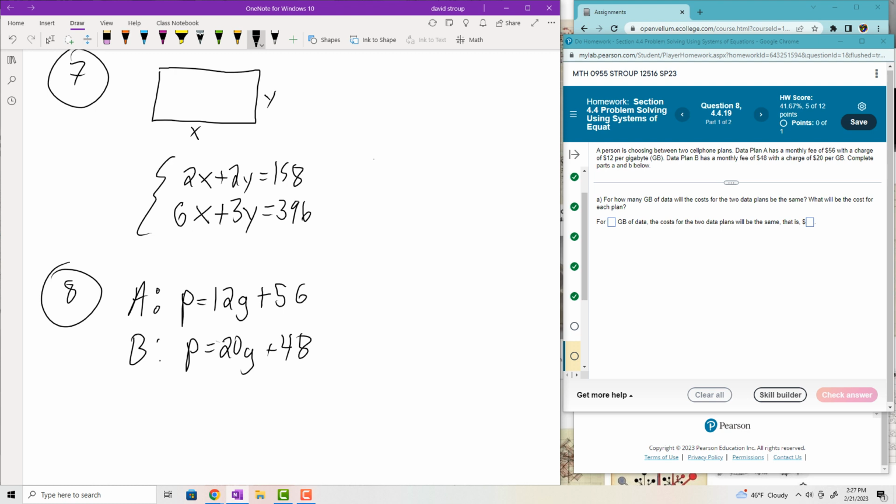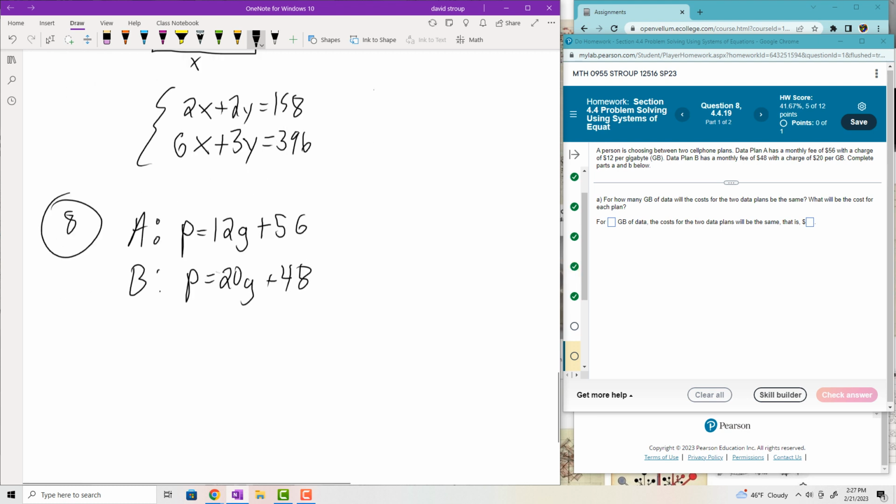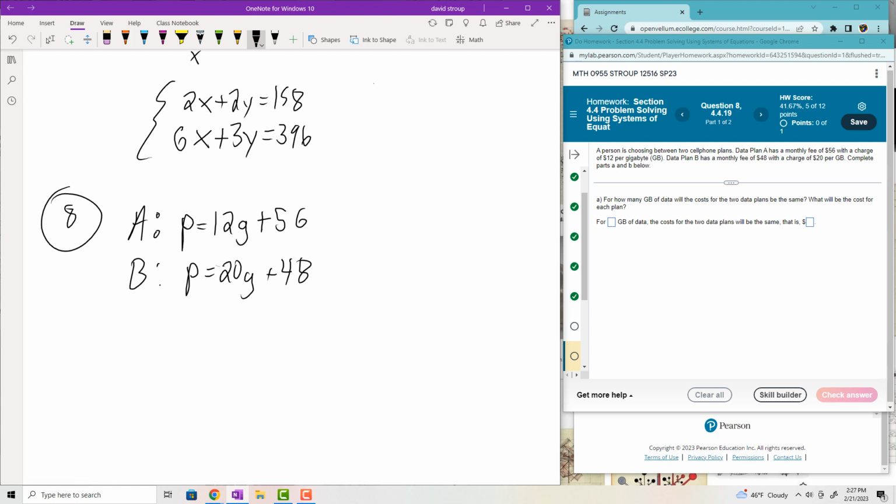Okay, so when will the plans be the same? How many gigabytes of data can I use for the plans to be the same? So that just means to solve this equation. So I'll do the substitution method. So first, the first equation is already solved. Well, both equations are already solved for P. So I'll just pick either one, and then you plug that into the unused equation.